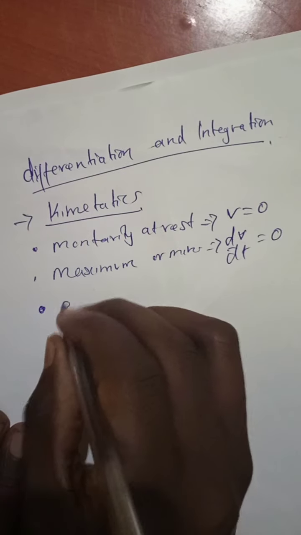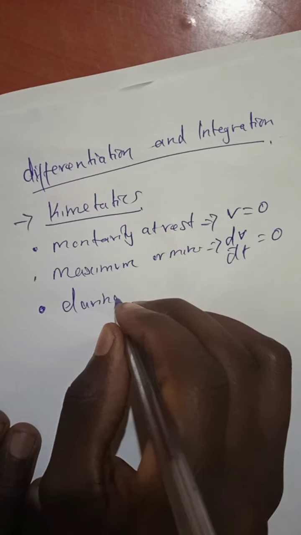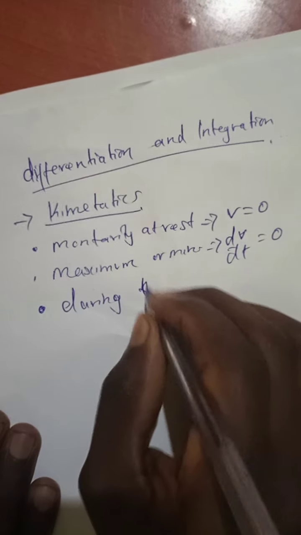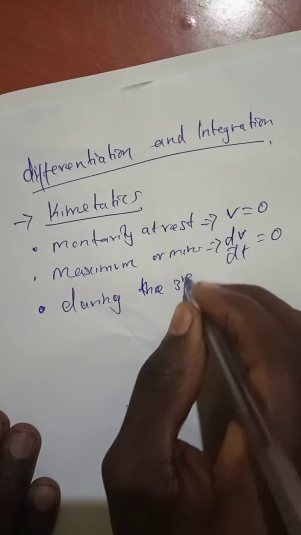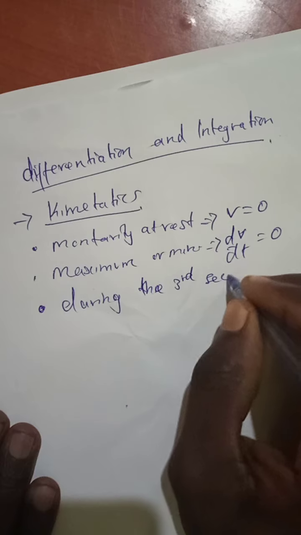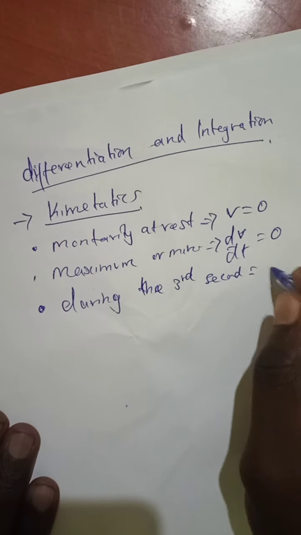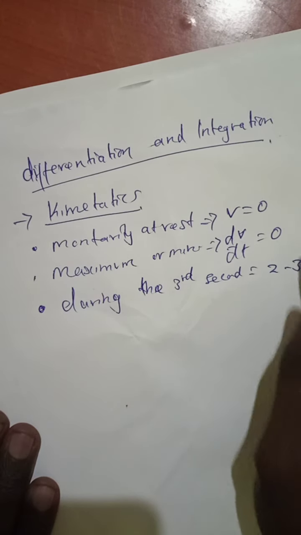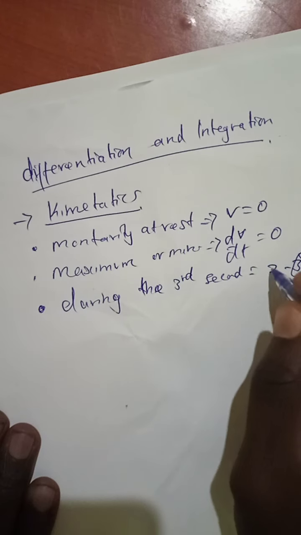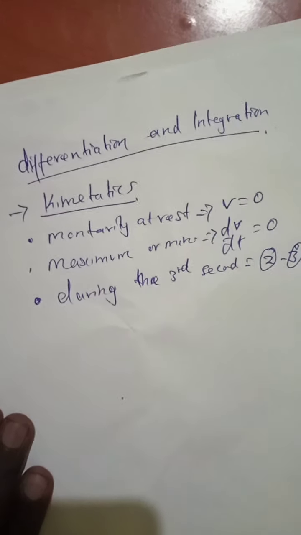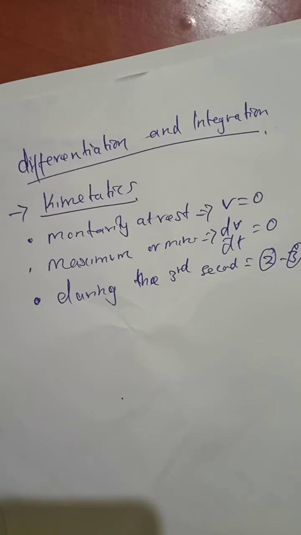You also have "during", for example during the third second. During the third second means moving from 2 to 3. So find for 3, then subtract for 2, as we shall also see from the first example. Let us start with the example.